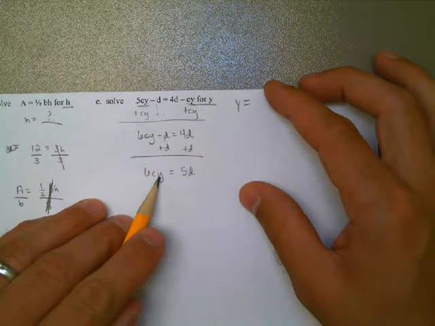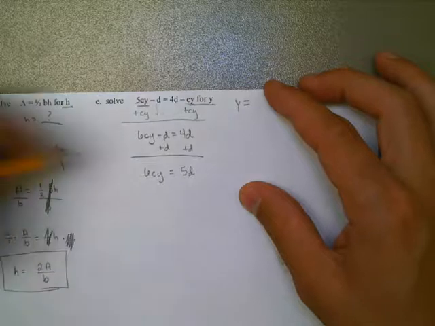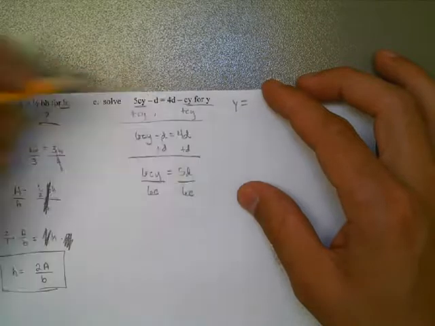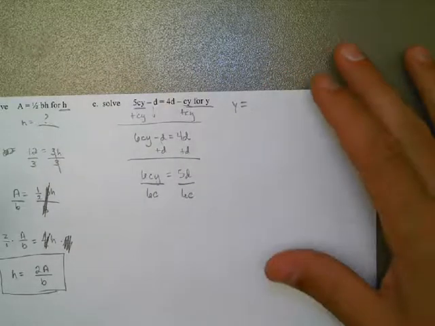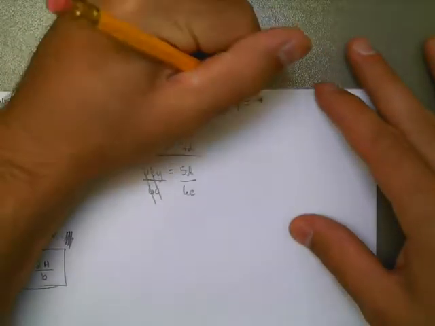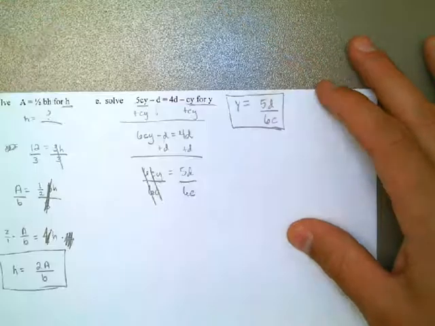Right now I'm taking y and multiplying it by 6. I'm also multiplying it by c. So let's do the opposite of multiplication. Let's divide both sides by 6c, because we've got to be fair. 6/6 goes away, c's go away, and I'm left with y is equal to 5d over 6c. And that's your answer.